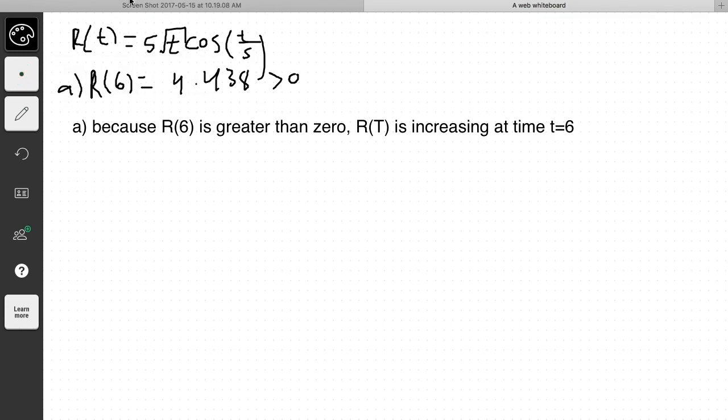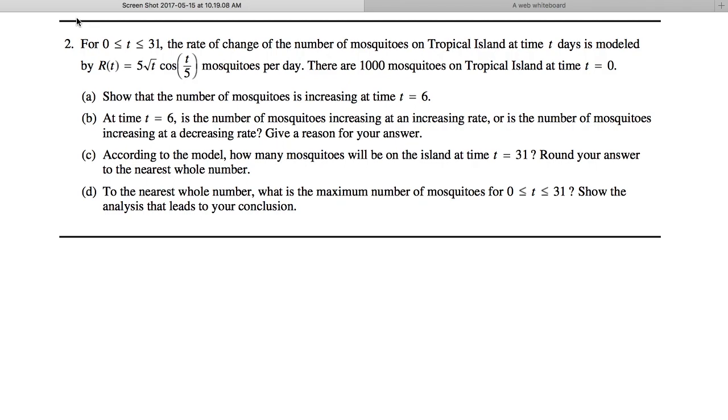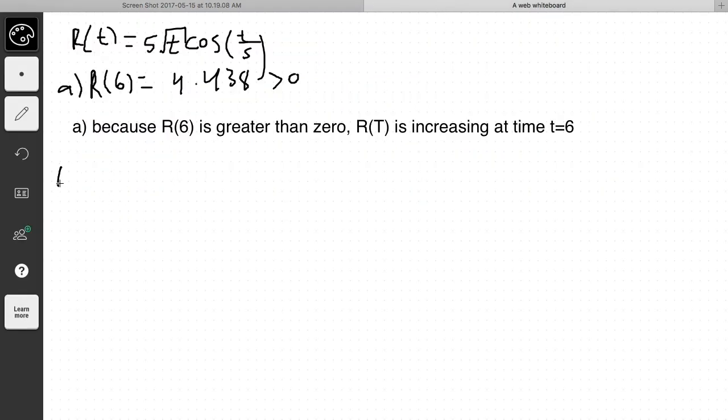All right, part B. So part B says at time t equals 6, is the number of mosquitoes increasing at an increasing rate, or is the number of mosquitoes increasing at a decreasing rate? Give a reason for your answer. So for part B, to find if a function is increasing or decreasing, we test the derivative. So we just test the first derivative of r of t evaluated at t equals 6. Once again, using our calculator, this becomes very easy, and we end up getting negative 1.913. So this number is less than 0.